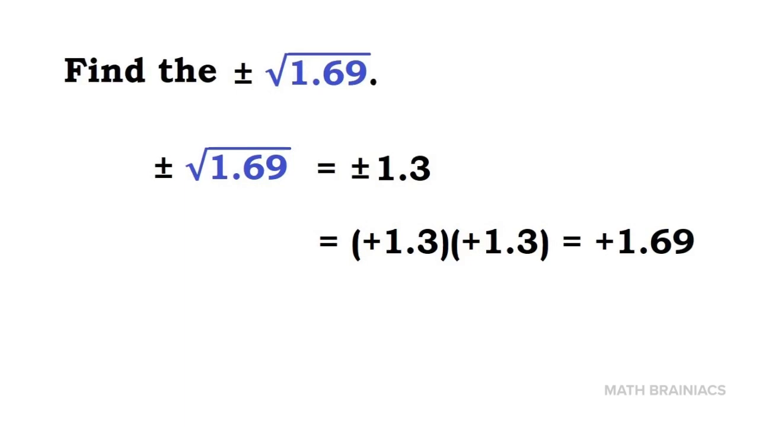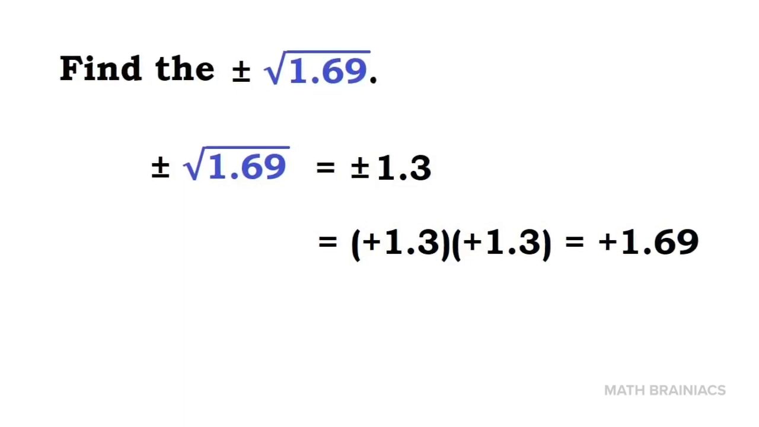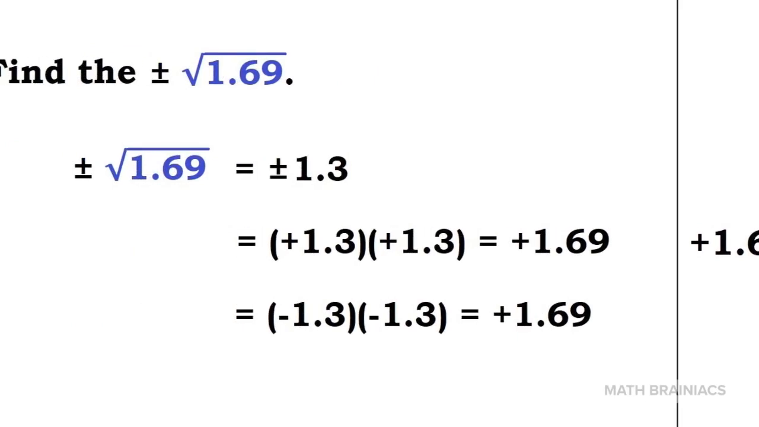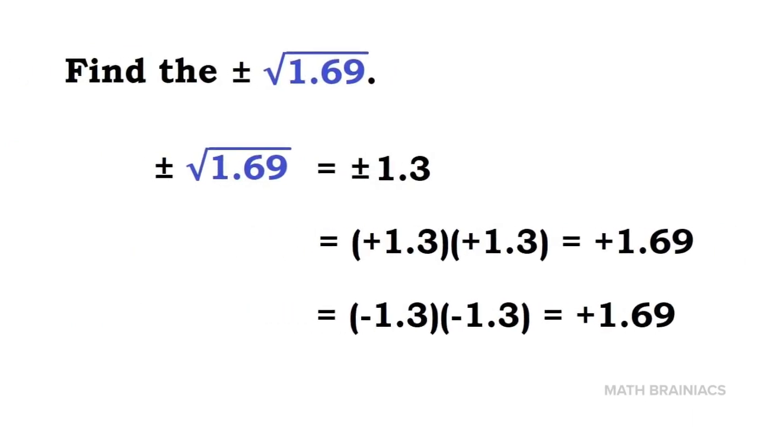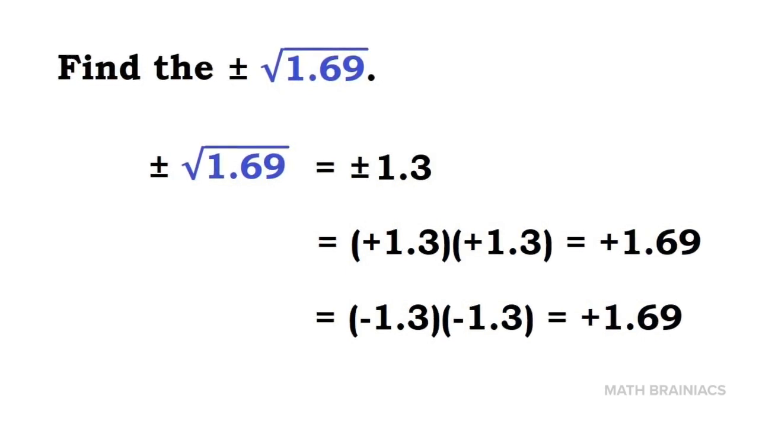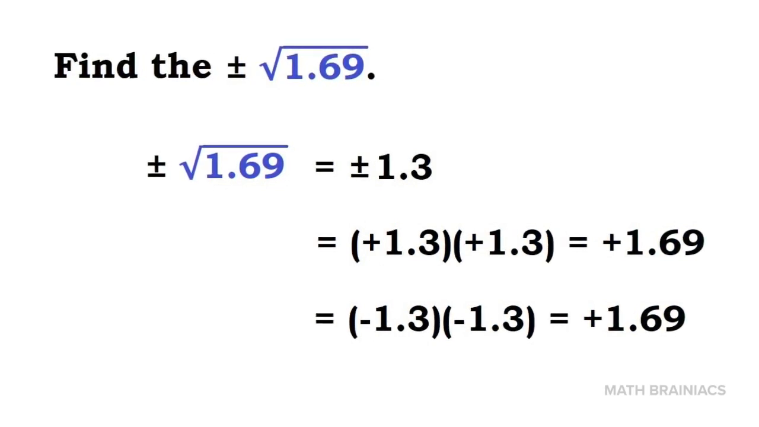In the event that we are going to apply the positive sign, I want you to look at this. Positive 1.3 times positive 1.3 will give us positive 1.69. Likewise, if we are going to apply the negative sign, I want you to notice this. Look. Negative 1.3 times negative 1.3 will give us positive 1.69. Do you get it?